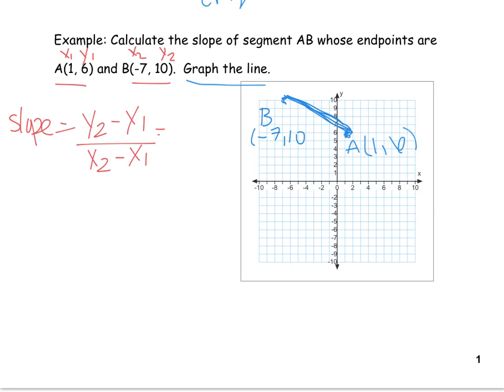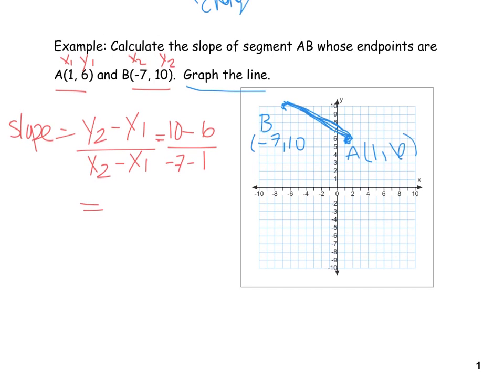So my y2 is 10 minus my y1, which is 6, divided by x2, -7, minus 1. So I will simplify that. 10 minus 6 is 4. And -7 minus 1 gives us -8. So we're left with -1/2 as the slope, which makes sense. The line is sloping this way, which we said earlier gives us a negative slope.